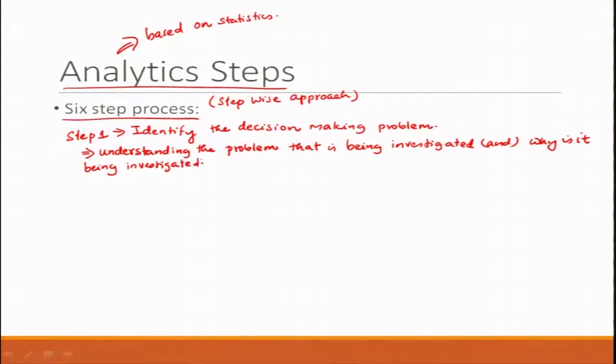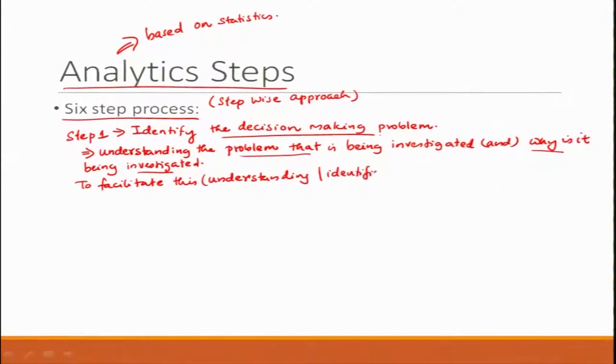So, at this juncture, what we are supposed to do is identify the decision making problem, identify why it is a problem and why it is being investigated. Okay. So, that is the aspect in this, and to facilitate this understanding or identification, we can think about asking a few set of questions. Okay, ask the following.